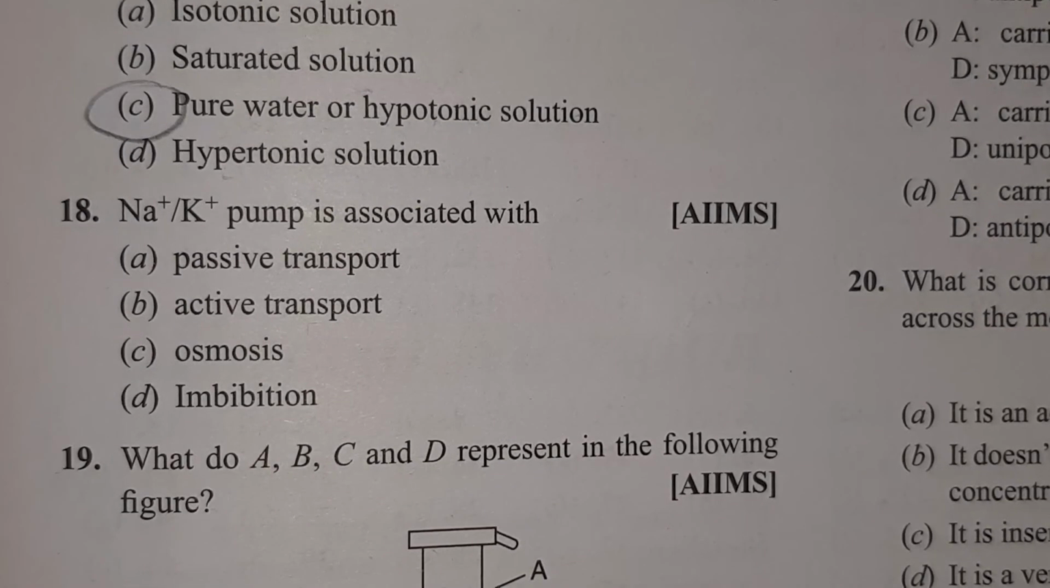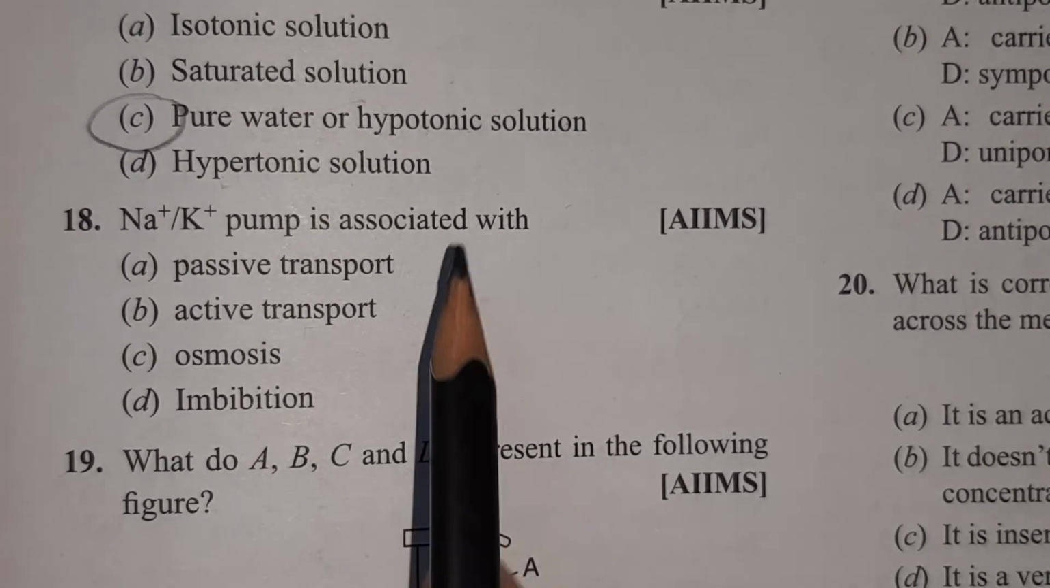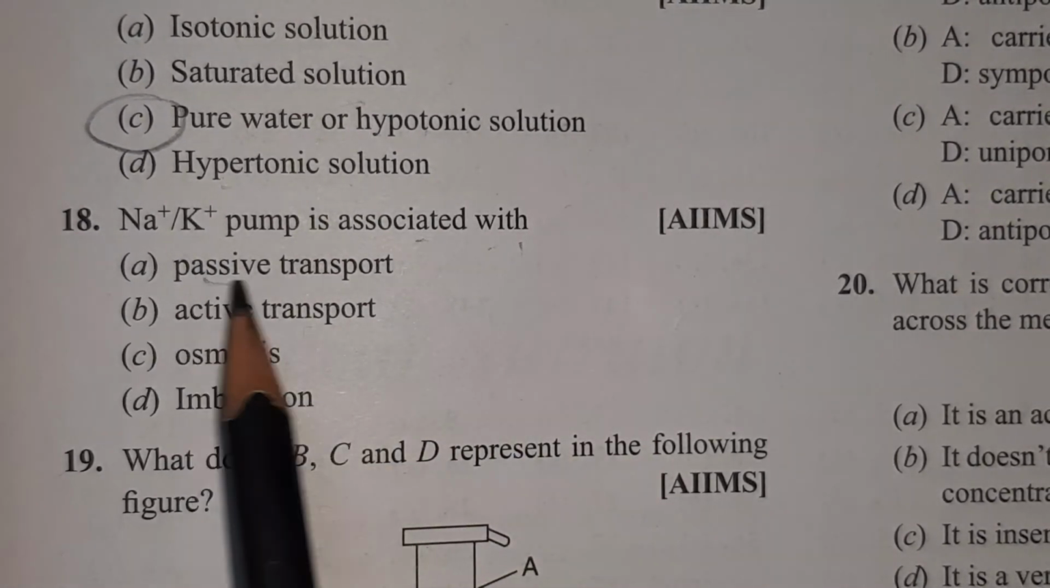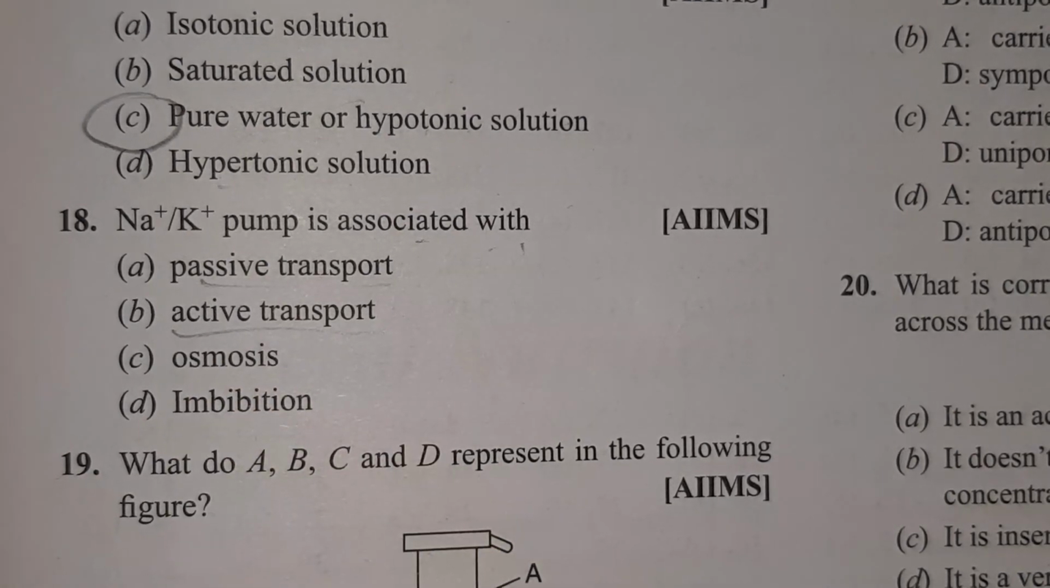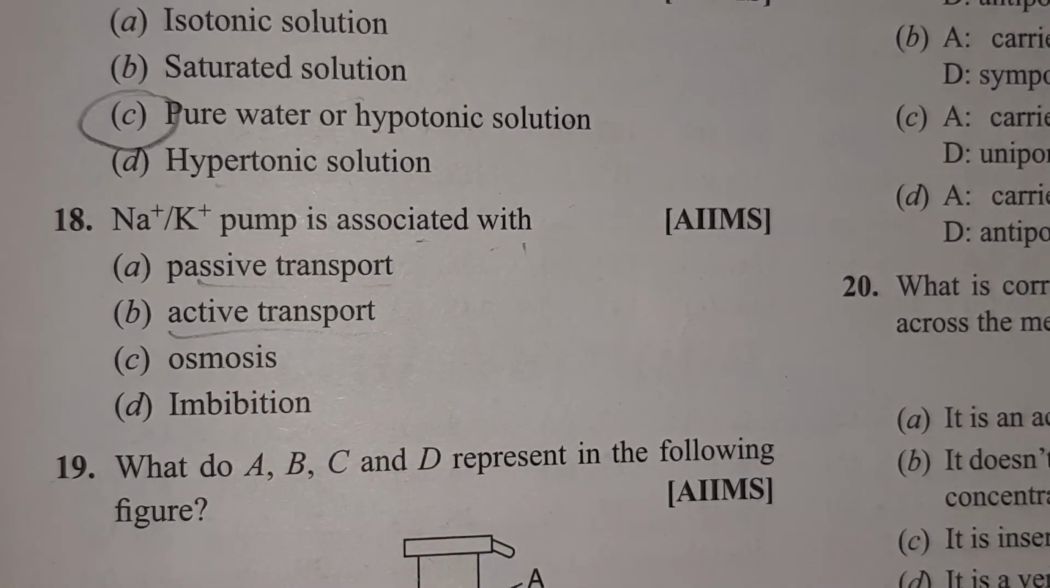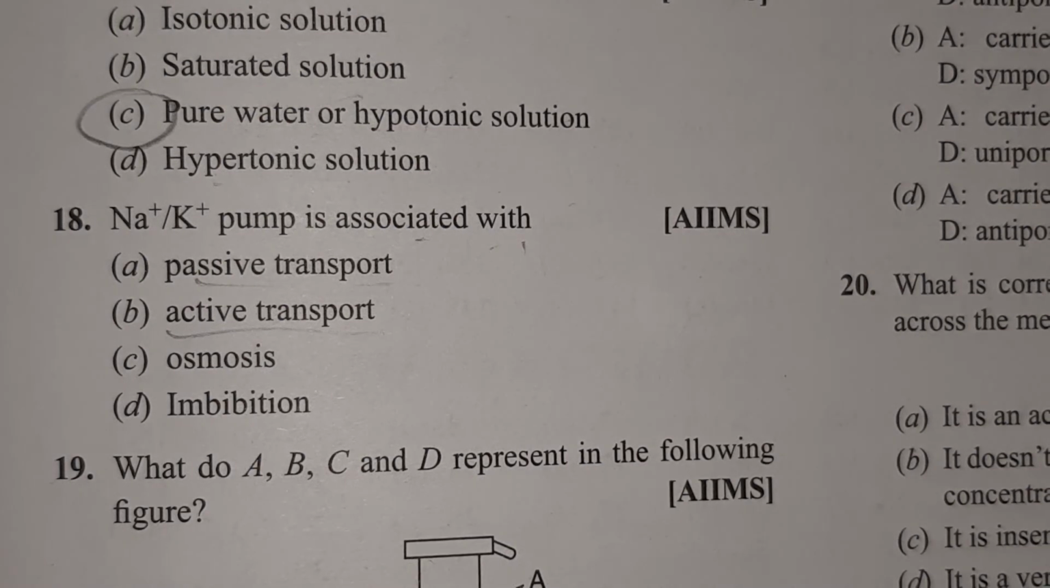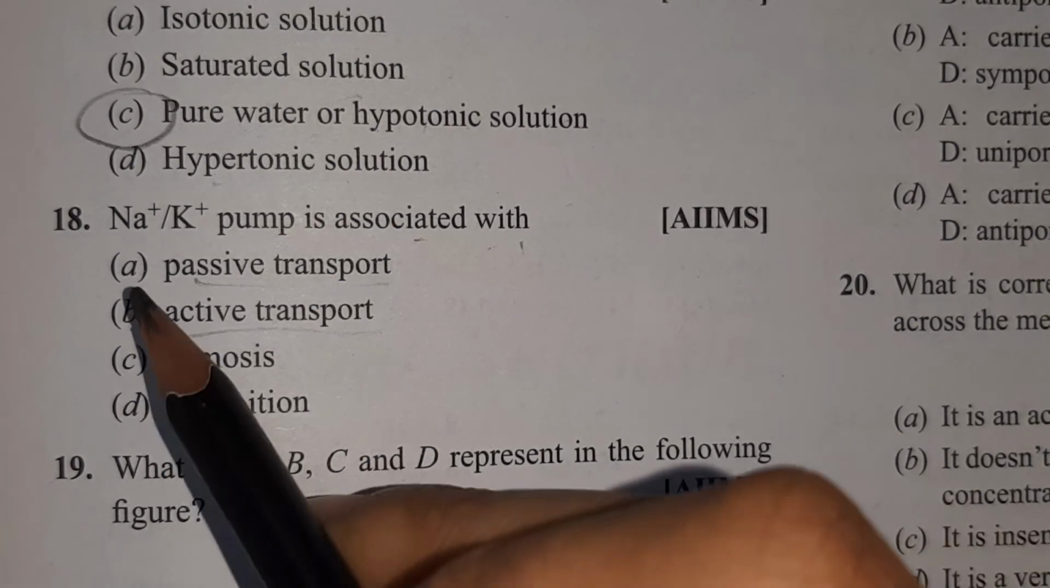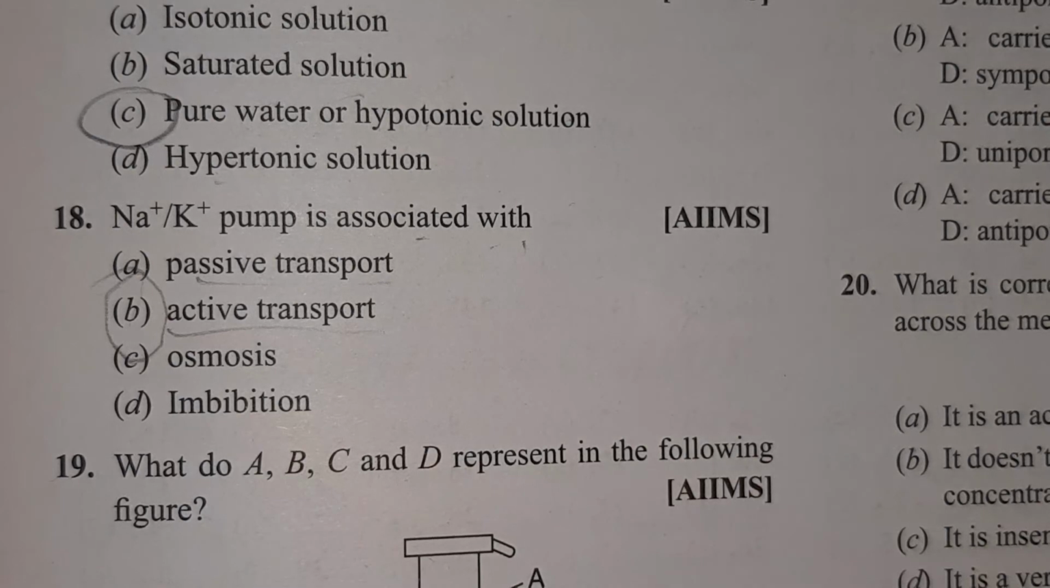Next we have: sodium and potassium pump is associated with A. Passive transport, B. Active transport, C. Osmosis, or D. Imbibition. Now the correct answer is active transport. So these are all the types of questions which can be asked in AIIMS or NEET exam from this chapter, Transport in Plants.